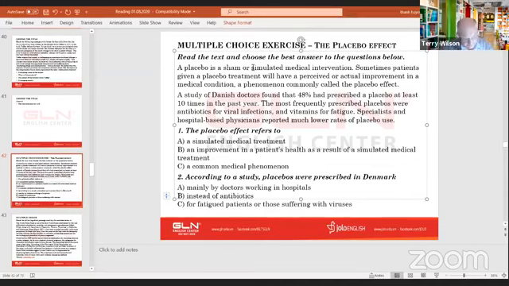And the correct answer for number 2 is C, for fatigue patients or those suffering from viruses. And if we look at the second sentence, that confirms the answer. So placebos were antibiotics for viral infections and vitamins for fatigue.